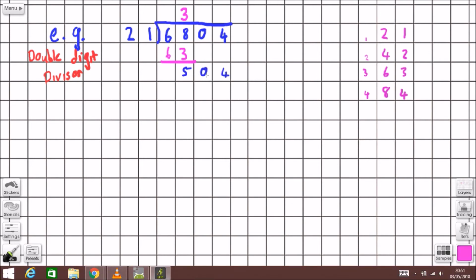We'll bring down the 0 and the 4 just like before. How many times does 21 go into 50? Well, we know 42, so it goes in twice. Subtract that, 84. 21 goes into 84 4 times, and if we know that 21 times 4 is exactly 84, our remainder will be 0. So we're done. And if we didn't have a whole number answer, we could just keep progressing as we did in the previous example.